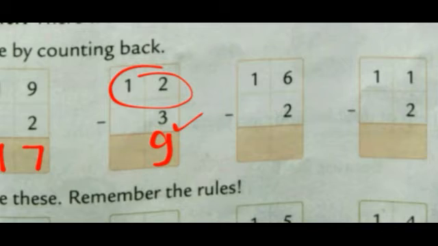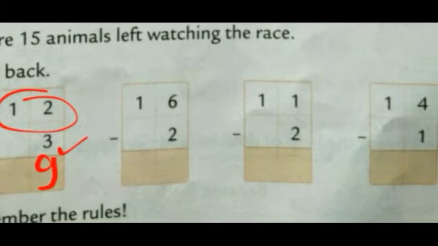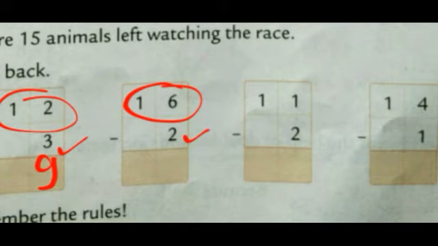Okay. Now see the next one, 16 minus 2. So we have to first see the bigger number. 16 is the bigger number and we have to count back now 2 numbers. Just before 16, 15, 14. So we got 14.